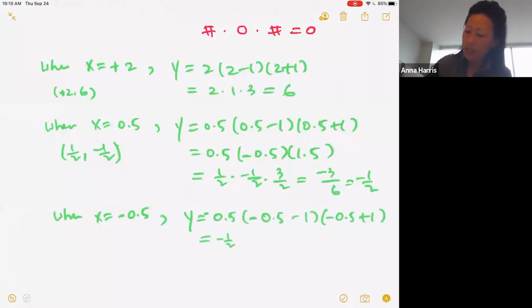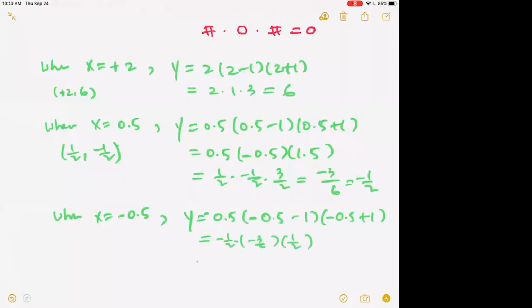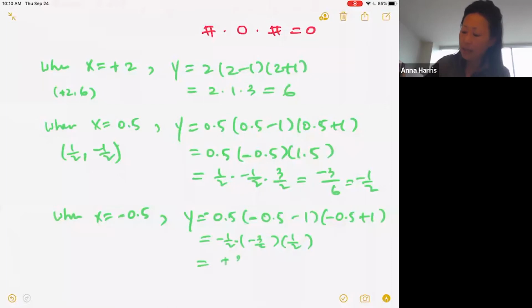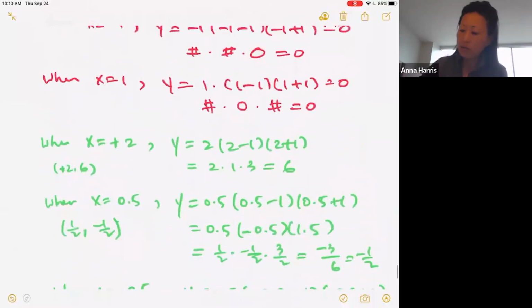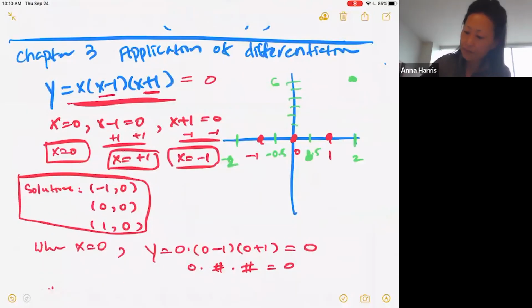Okay, I'm gonna just change that into fractions so it'll be easier to multiply. So that gives me positive 3 over 6, which is 1/2. It gives me negative 1/2. I get a positive 1/2. Okay, so I'm gonna also do that over here. Okay, so looking at this, I will do one more, right?